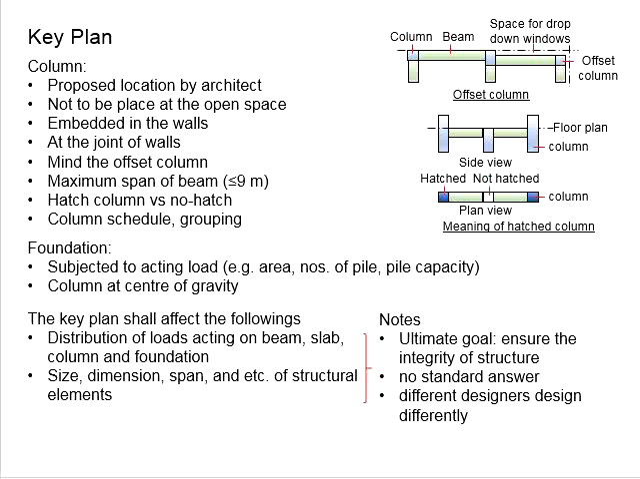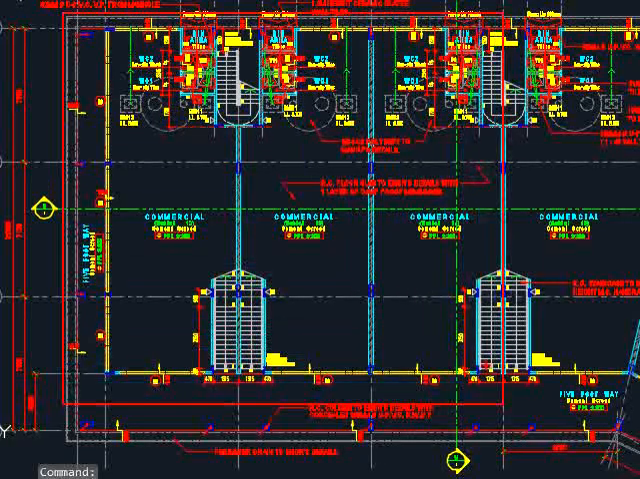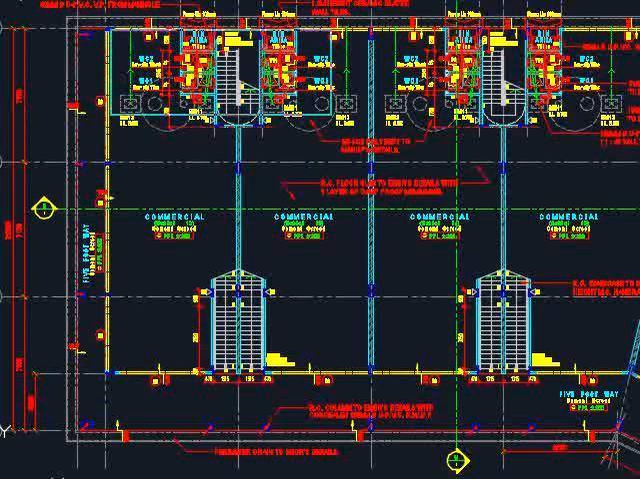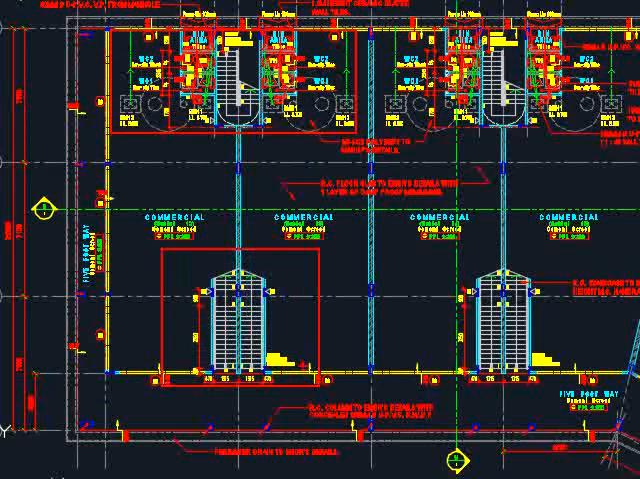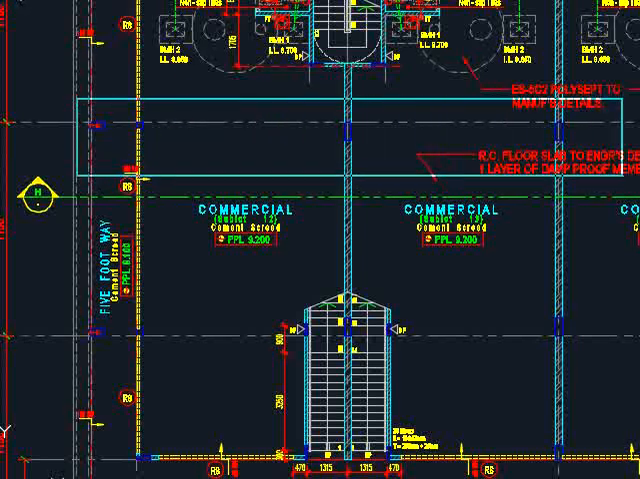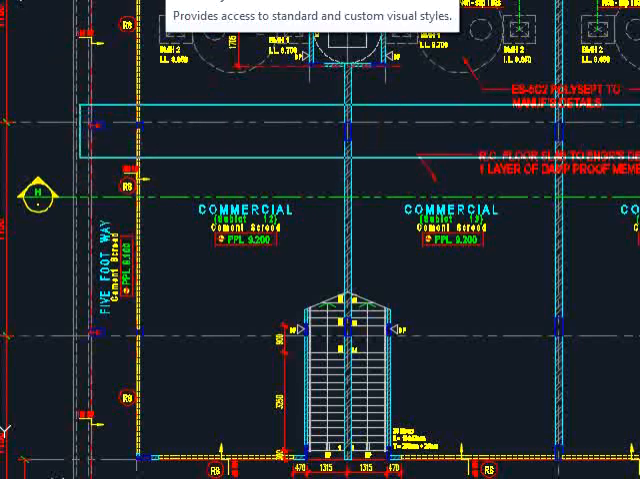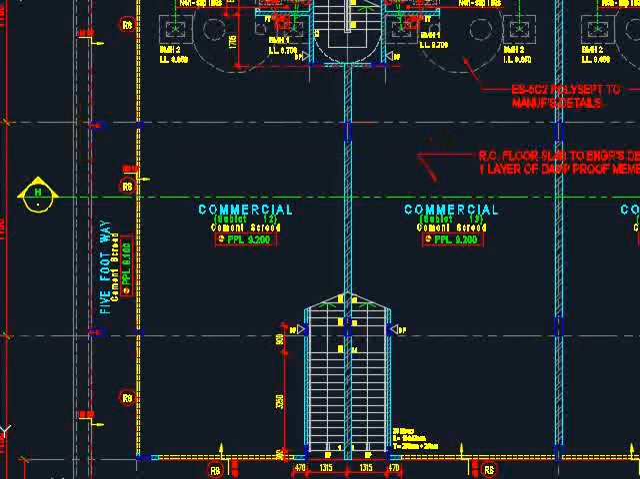Now let us look into some examples of what we have mentioned just now regarding the considerations of the columns. This is an example of the architectural plan. There is a lot of information and details given in the architectural plan. What you see here, this architectural plan is actually quite neatly produced. They have indicated the proposed locations of the columns, which are in proper arrangement in the grid line.